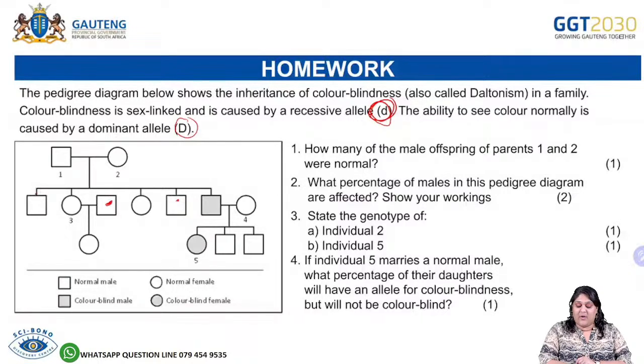Okay? What percentage of males in this pedigree diagram are affected? How do you work it out? You count how many are affected, and you see there's 1 male that's affected, and out of how many total males? There are 1, 2, 3, 4, 5, 6, 7 males. So you'll say 1 divided by 7 times 100, and that's how you get your percentage.